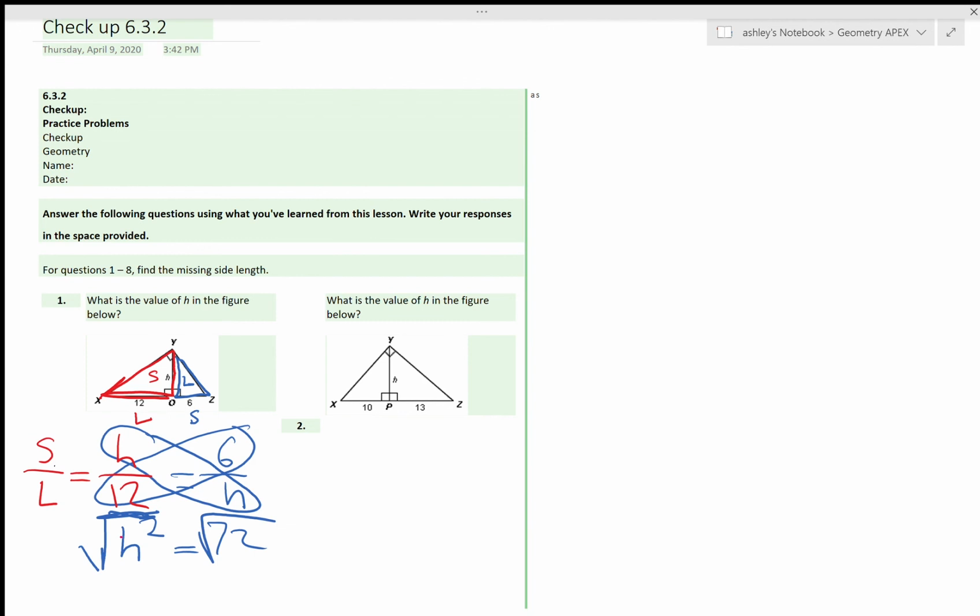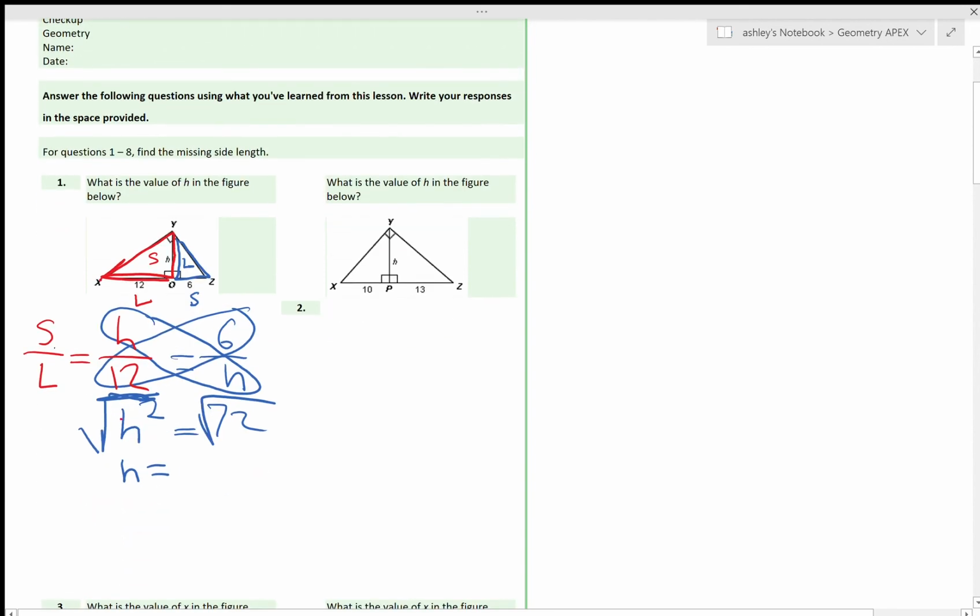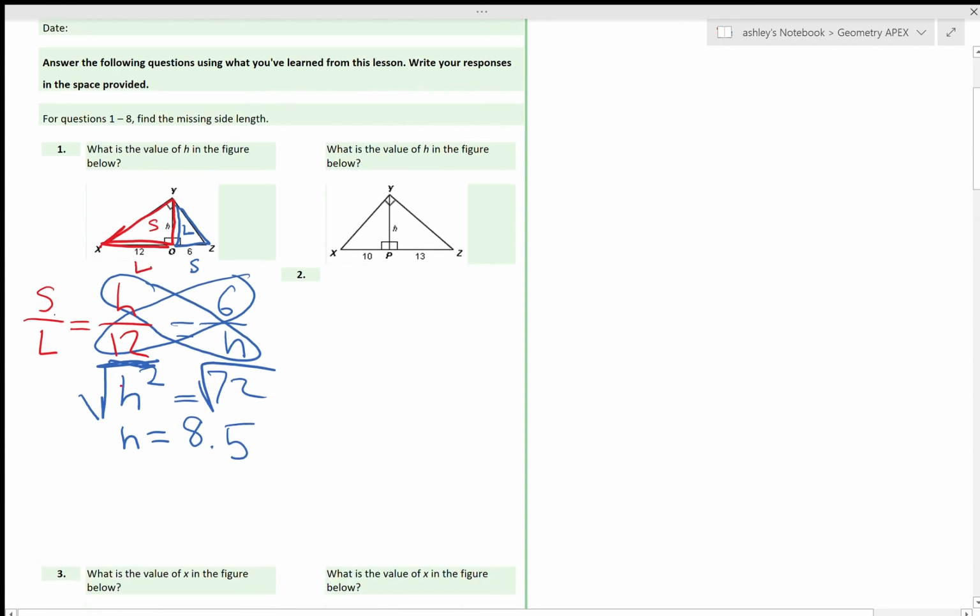If you're using your phone, I hit the square root button first, and then I just type in 72. I believe for most of the Apex questions, it's either 1 or 2 decimal places. It depends. For the purposes of this demonstration, I'll just do 1 decimal place. And that would give me 8.48, so we're going to round that up to 8.5. Okay? So that's how you would do 1 and 2.